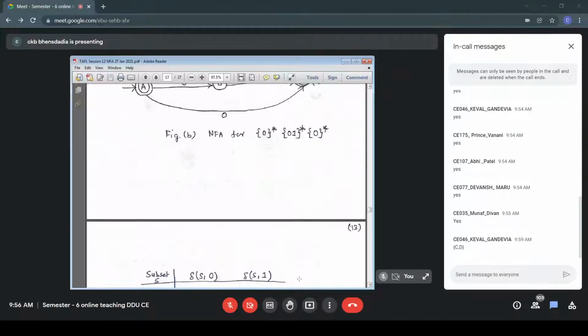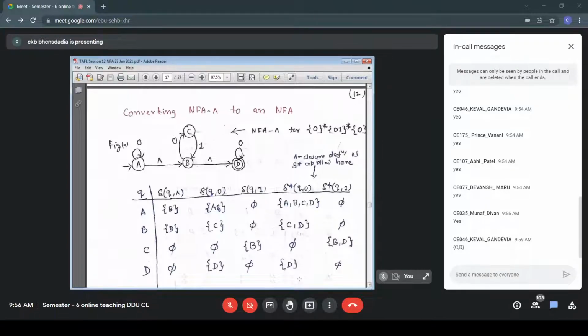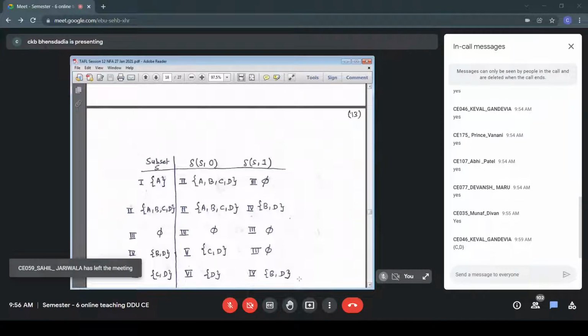CD on 0 and 1, it is D, BD. So it is phi union D, answer is D. Is BD union phi, answer is BD. So the answer is D and BD for 0 and 1 respectively.